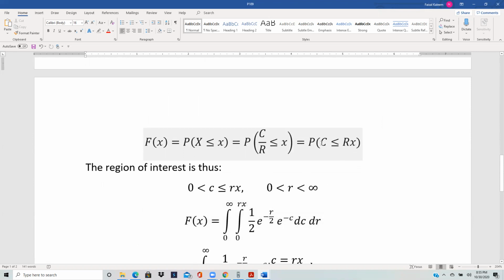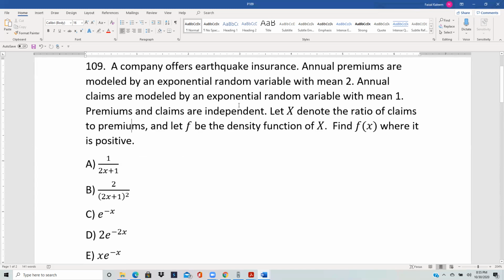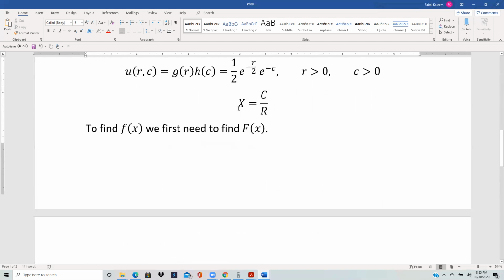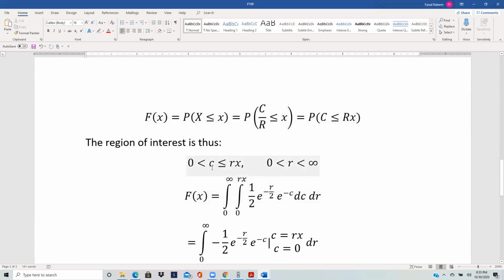We know that the claims are positive, so C is between 0 and Rx. And R is between 0 and infinity, because R is bigger than 0 for the exponential, and R is the annual premium, and nothing tells us there is any limit to it. So our region, keeping the C integral inside, is C from 0 to Rx, dc, and R from 0 to infinity. Remember, the constant limits have to be outside.